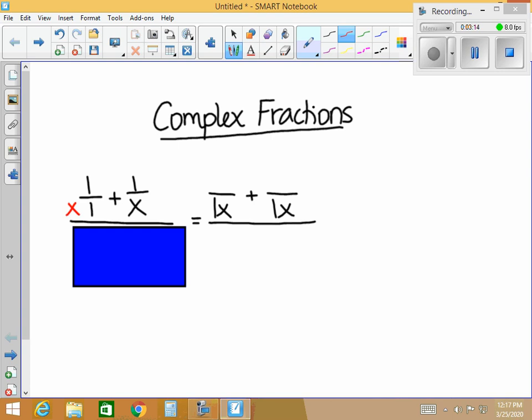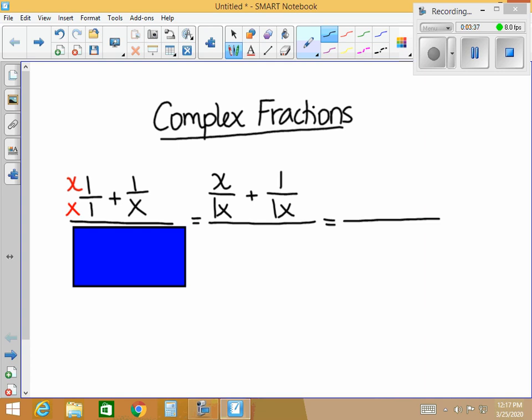So I need an x on the bottom of this first one, and I can't put it there unless I also put it on top. So 1 over 1 becomes x over x. Notice the second fraction, 1 over x, is already over the denominator that I need. So that means I don't change it at all.